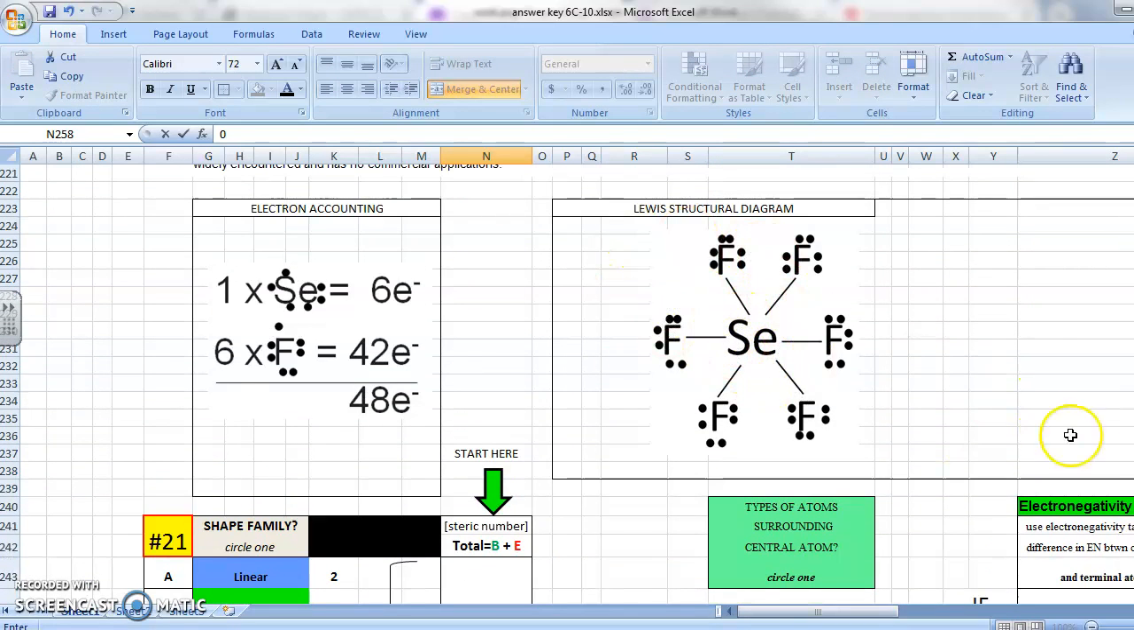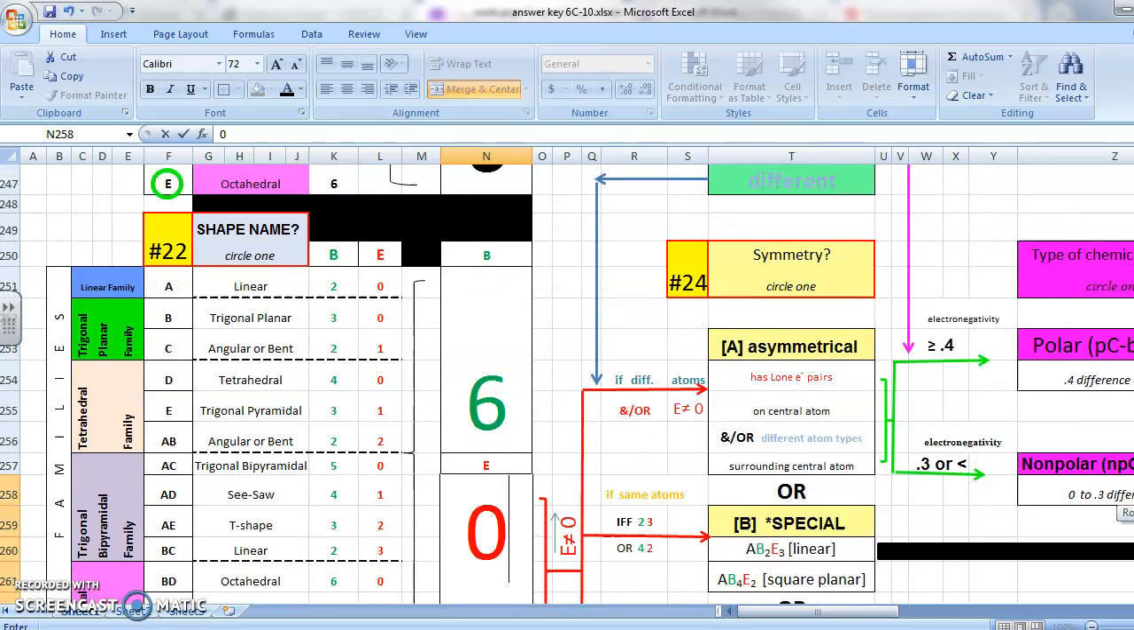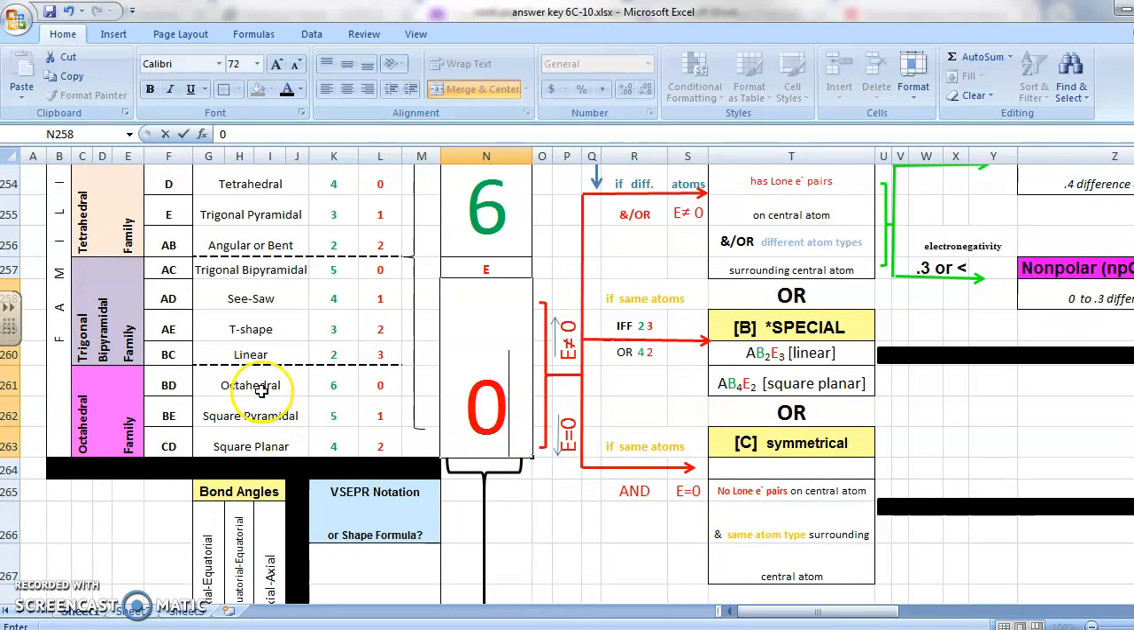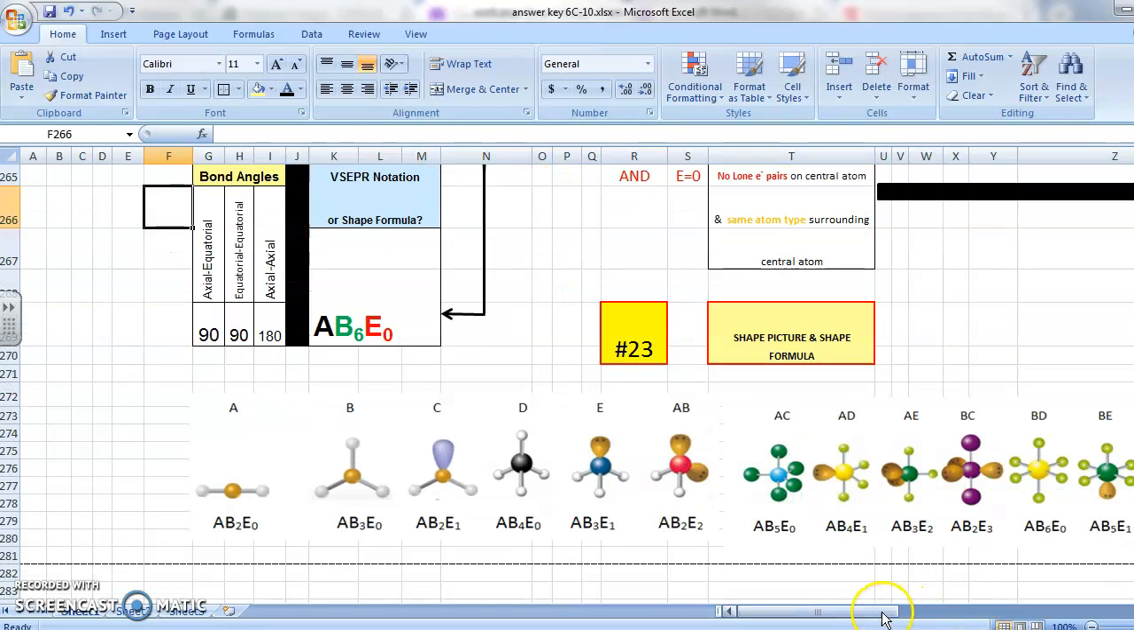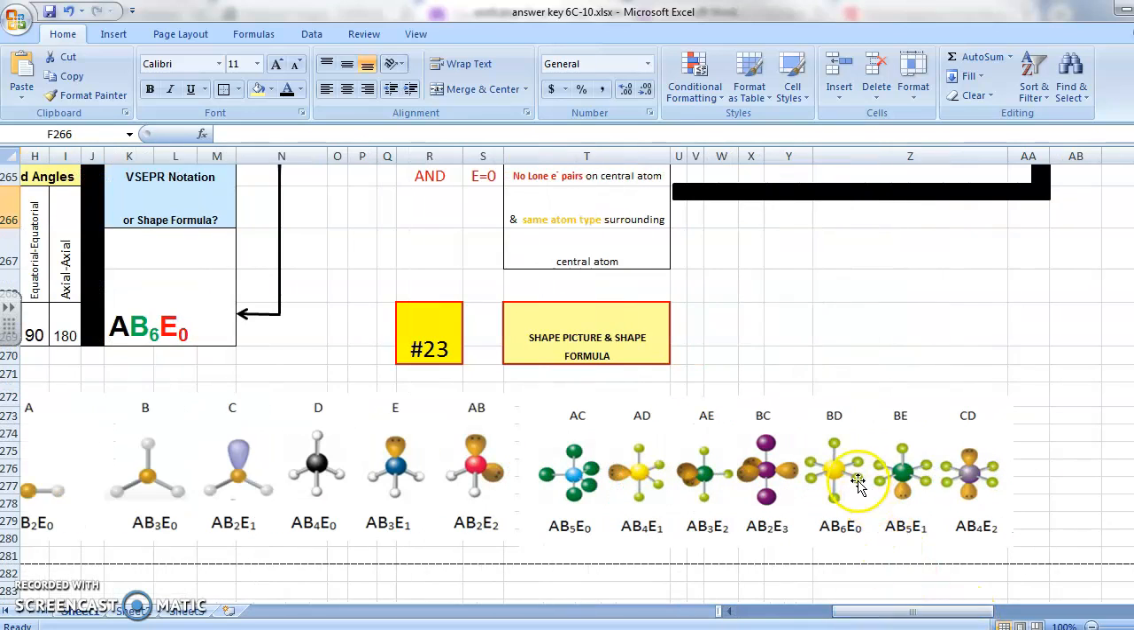6 atoms and no lone pairs on the selenium central atom. So the 6-0 is octahedral, so we can circle letter BD. With the 6-0, our shape formula, our B was 6, that's 6 bonded atoms. Our lone pair was 0, it's a 6-0. The 6-0 is the octahedral shape. Here is what it looks like. It is letter BD. We'll circle that.